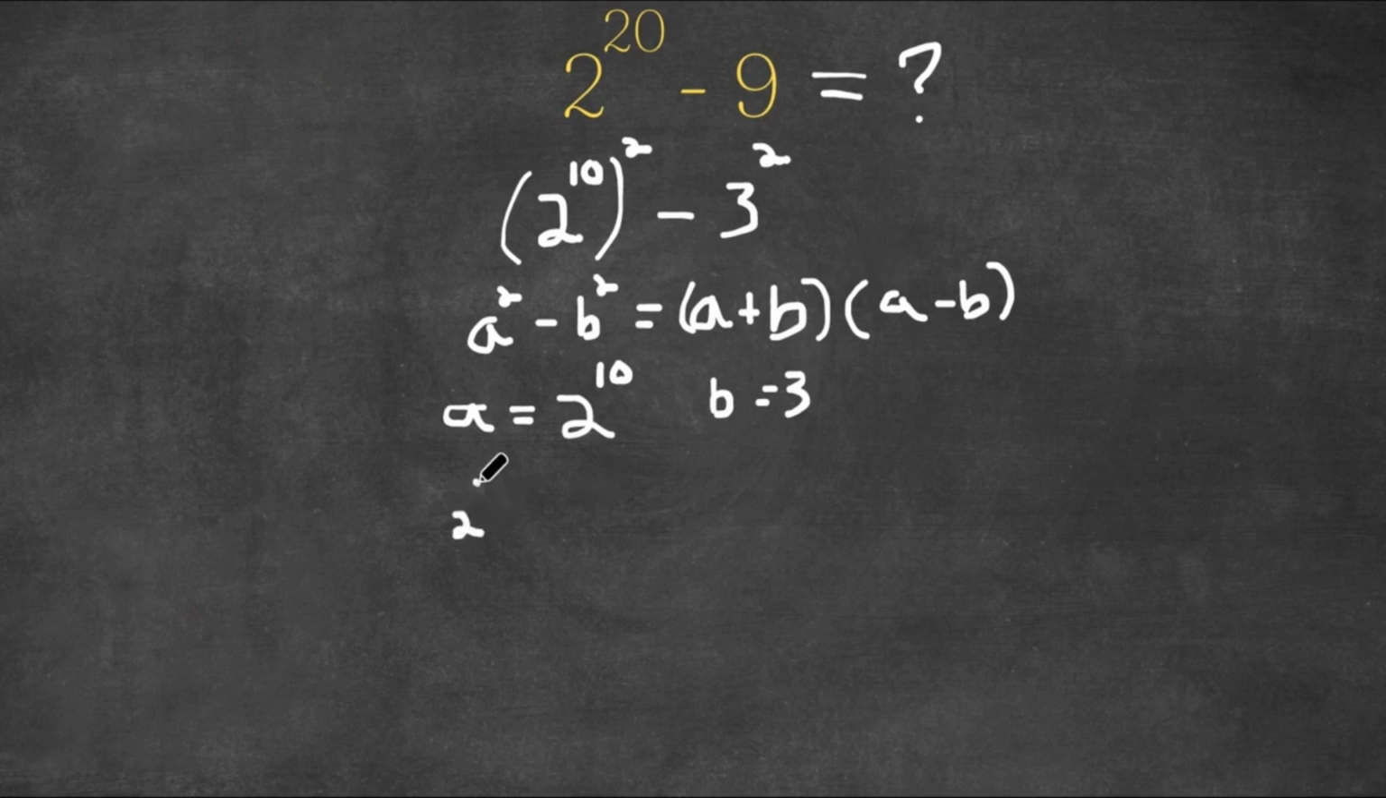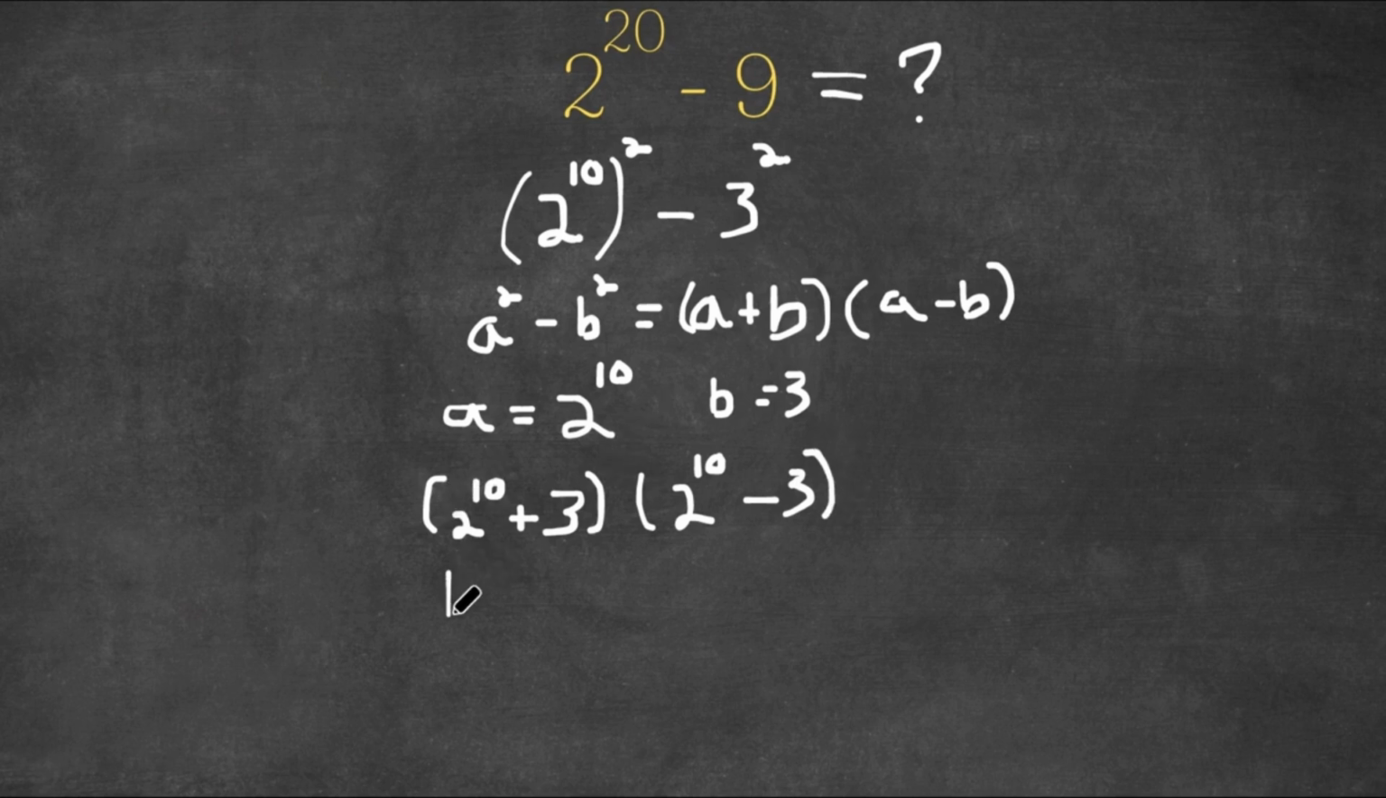to the power of 10 plus 3 in parentheses times 2 to the power of 10 minus 3. Now, 2 to the power of 10 is 1024. And we still have our plus 3.